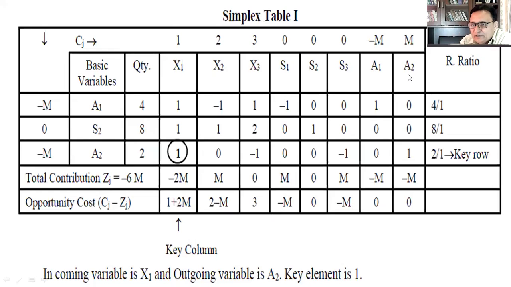Now to find the minimum ratio, to find the exit variable, we take the solution values 4, 8, 2, which will be divided by the coefficients of the entering variable, which is the key column here. So 4 divided by 1, 8 divided by 1, and 2 divided by 1. You find the minimum ratio, and the minimum ratio here is 2 by 1. It means A2 will go out of this solution and x1 will enter this solution.